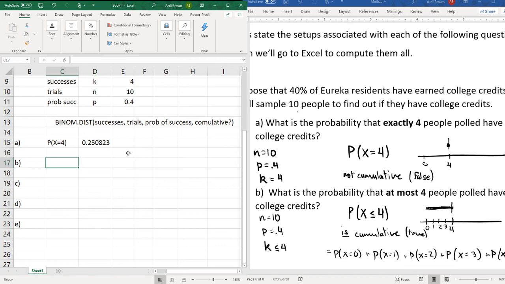In B, we are looking at the probability that X is less than or equal to 4. It's a less than symbol with an equal to symbol next to it. Probability that we see less than or equal to 4. So we're going to get almost the exact same computation right here.